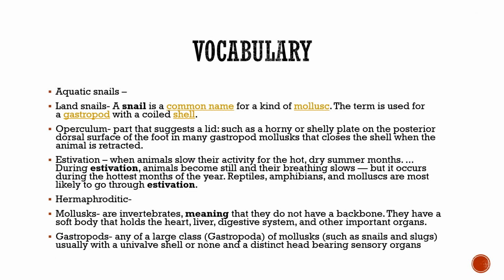Okay, some vocabulary. We'll be talking about aquatic snails today. Land snails are just a common name for a mollusk. A mollusk is an invertebrate, meaning that they do not have a backbone. They have a soft body that holds a heart, liver, digestive system, and other important organs. Gastropods are any of the large class of Gastropoda in mollusks, such as snails and slugs, usually with a univalve shell or none, and a distinct head bearing sensory organs.